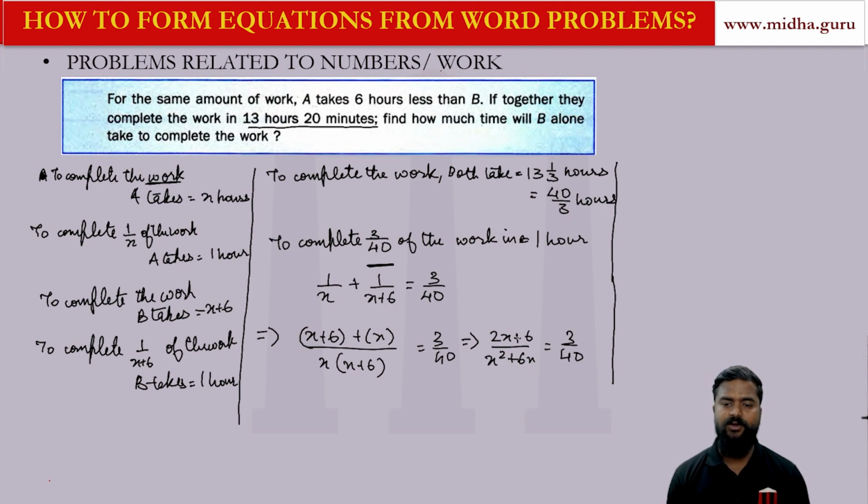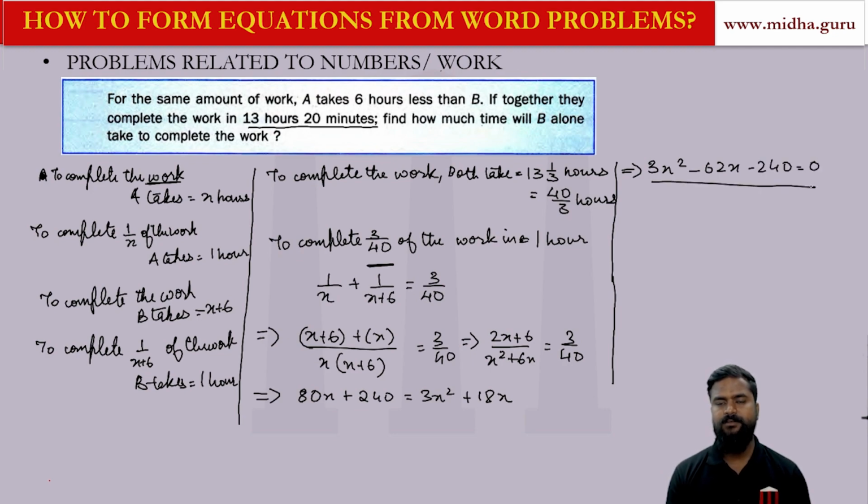Now we'll cross multiply 40 to 2x plus 6 and x square plus 6x to 3. So we will get 80x plus 240 is equal to 3x square plus 18x. Bringing all these terms to one side, we will get 3x squared minus 62x minus 240 is equal to 0. This is how we will form equations for problems based on numbers or work and time. Now that we have a fair idea of this concept, let's solve a few example problems based on these logics.